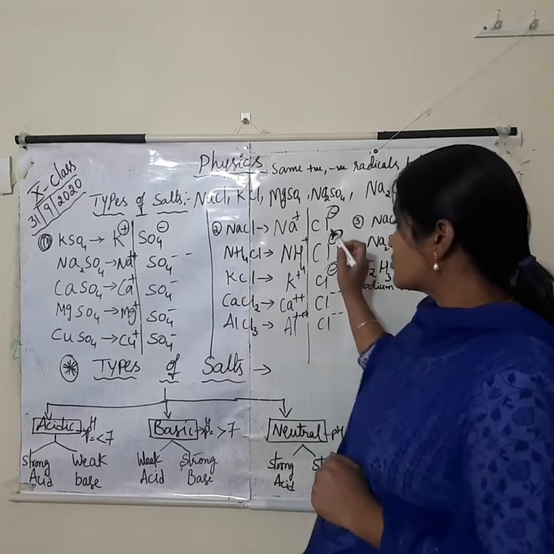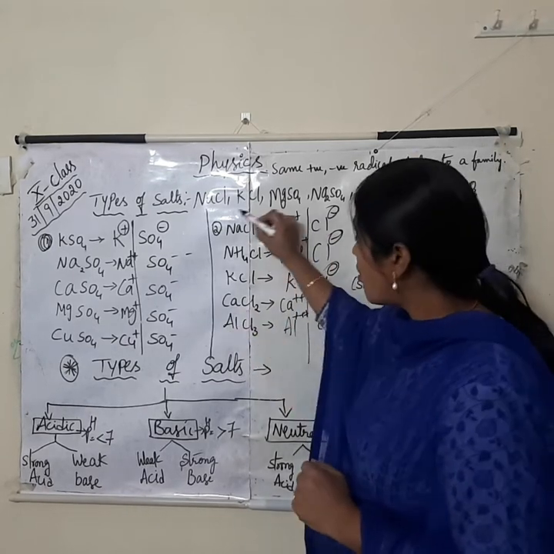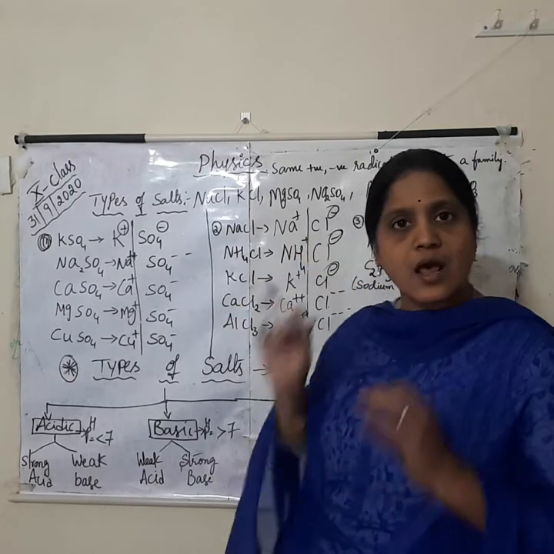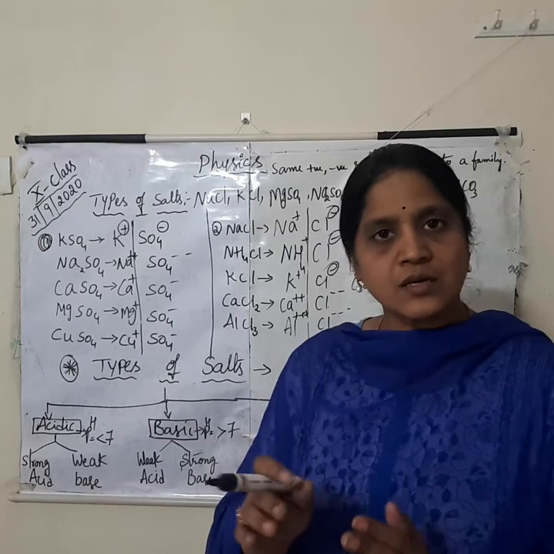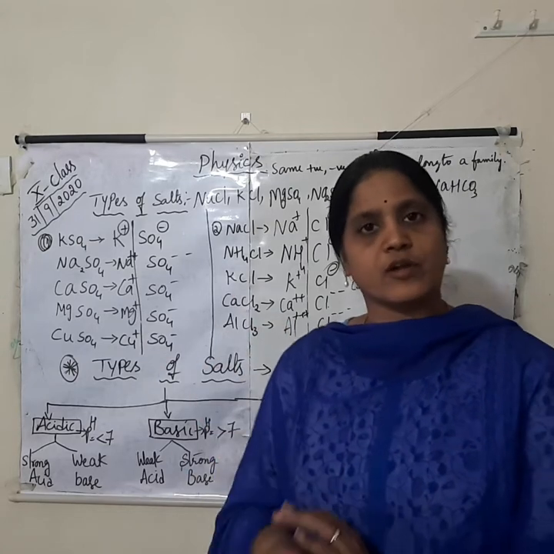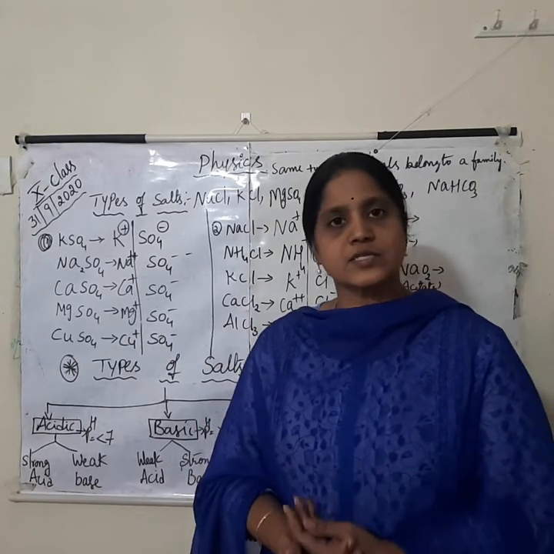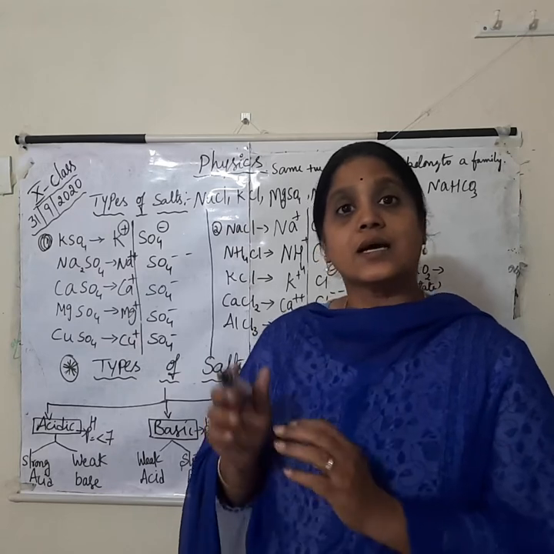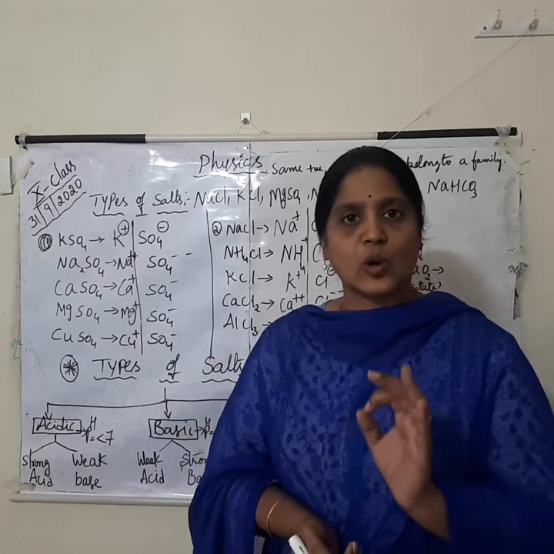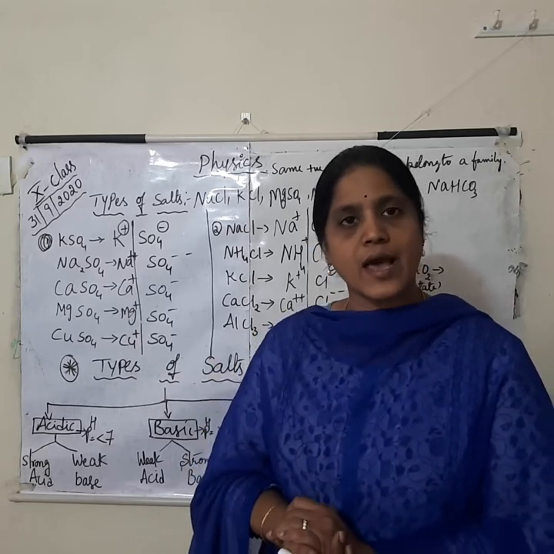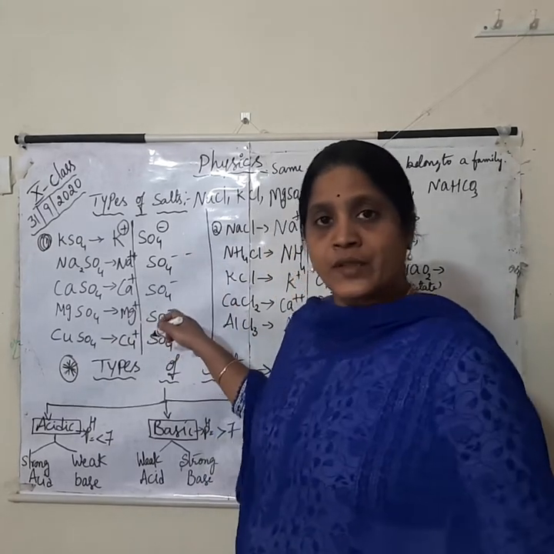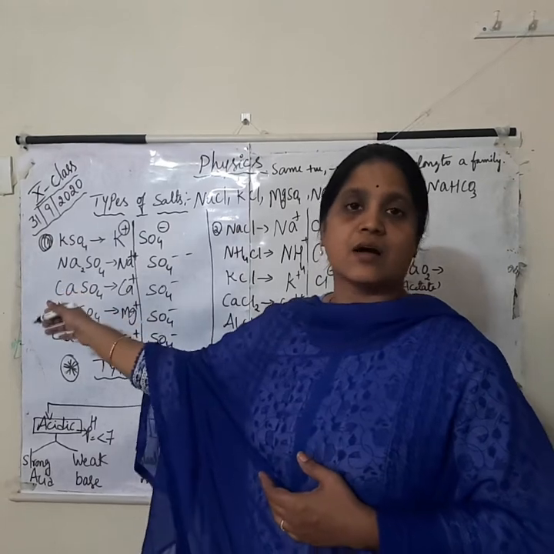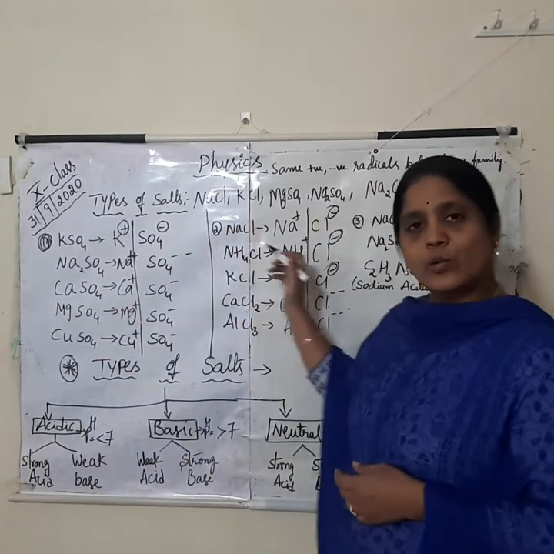Based on this ion, all these salts belong to the chloride family. We can call them chloride salts. And here SO4 is common, so these are all sulfate salts and these are all chloride salts.